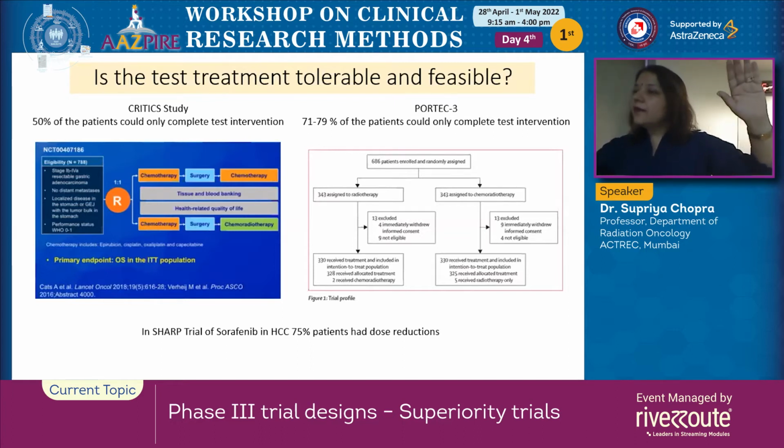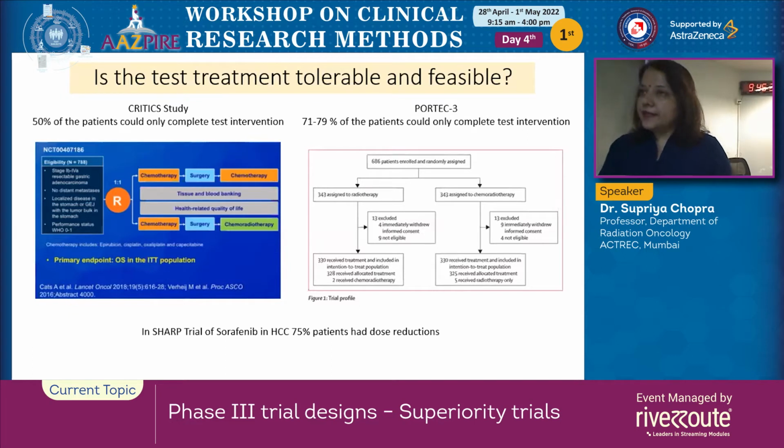When this trial was completed, 50% of the patients could not receive chemoradiation. If 50% of the patients cannot receive your test intervention, it is a useless trial, because you have not been able to offer the test. Ending up saying that this intervention doesn't work, I would say good homework was needed, a phase 2 feasibility approach, before taking it to a randomized trial.